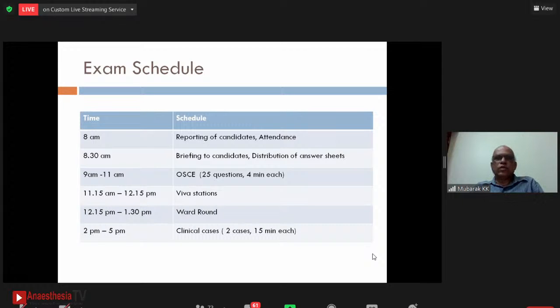You should not be in a hurry. So be in time, well in advance, and in good attire with a white apron, with your register numbers well displayed, with your hall tickets, and with your COVID certificates. And there is no need to carry your thesis or logbook to the exam, because those are not examined in these exams.